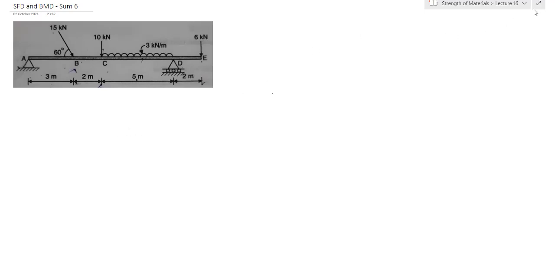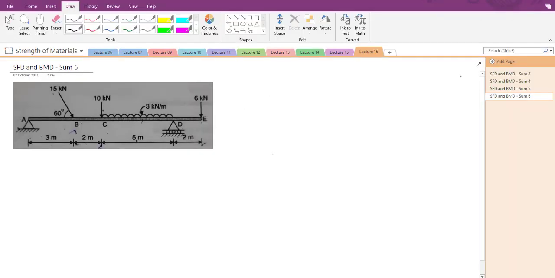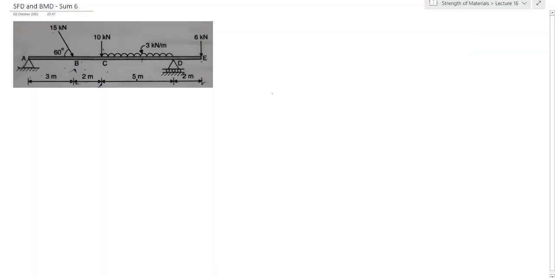In this lecture, we will take our calculations a step further. Till now we have seen how angular forces act, how a uniformly distributed load acts, and how to find the point of maximum bending moment. All these things we have seen. Now we will put all those concepts together in this sum.